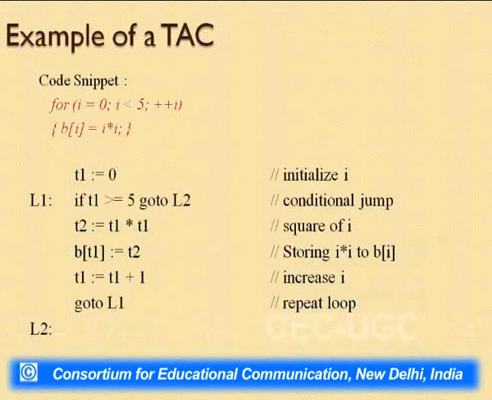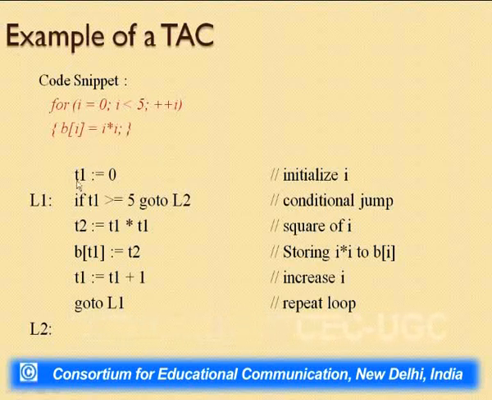Just to have a quick example. For example, we have a code snippet: for i equal to 0, i less than 5, i plus plus, whatever we need to specify, followed by this one statement b[i] = i * i. So a very simple or naive three address code can be this. First of all, ask yourself, the first thing to be done in a for loop is initialization. So that line will be there: i equal to 0.